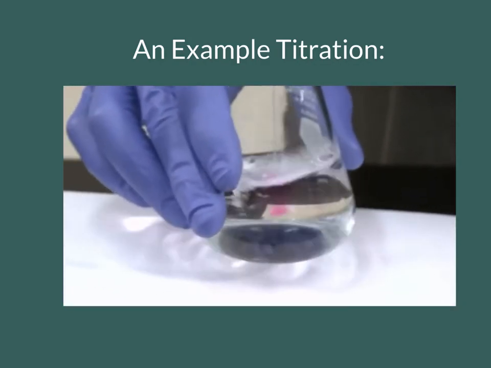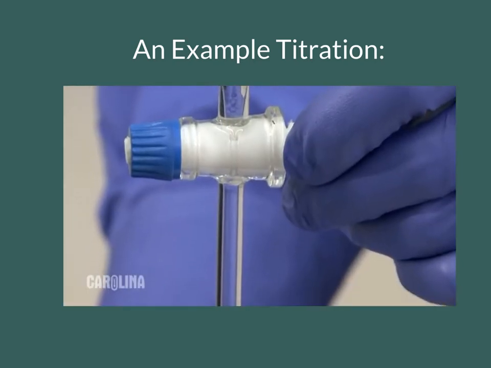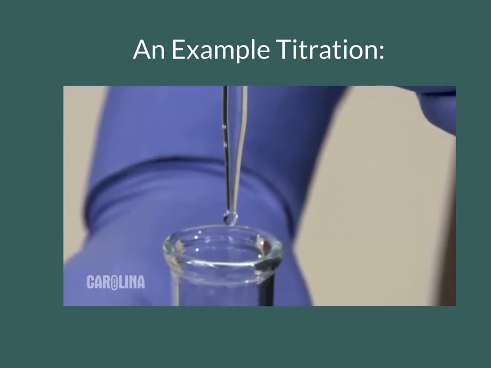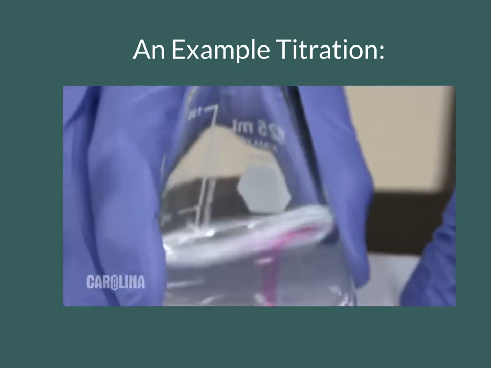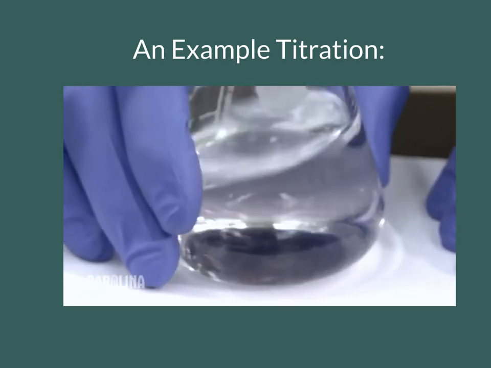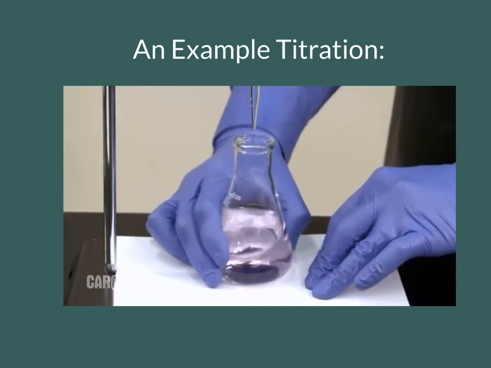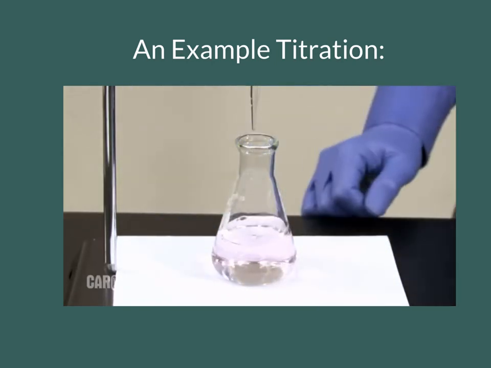slow down the addition of titrant when flashes of color begin to appear in the analyte. Adjust the stopcock to slow the flow of titrant to a dropwise rate. Continue to swirl the flask with one hand and keep the other hand ready to close the stopcock. When you notice the indicator taking longer to fade, close the stopcock.